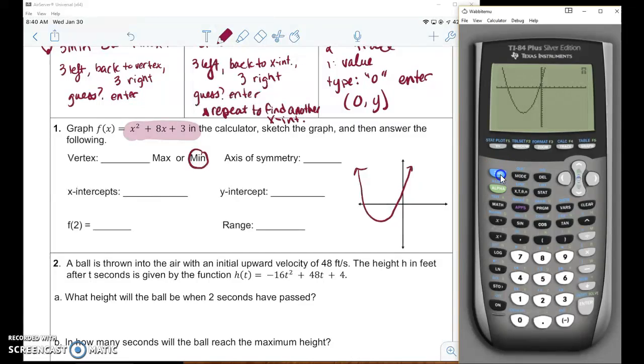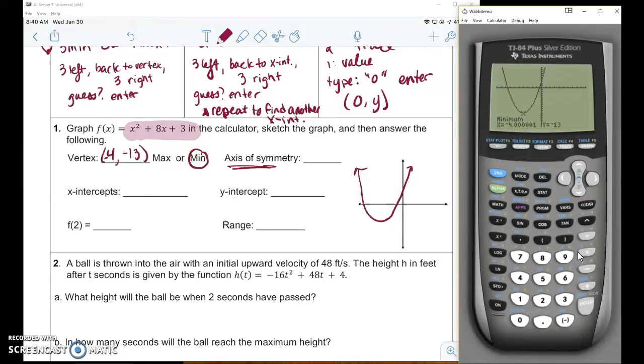To find that vertex, second, trace, it's a minimum. I'm going to go to the vertex. 3 to the left, 1, 2, 3. Enter. 3 to the right, 1, 2, 3. Enter. And guess. And I get that my vertex is the point -4, -13.